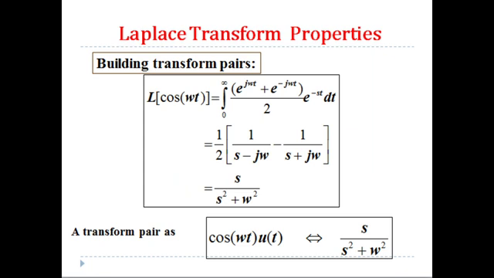Now we will see the Laplace of cos omega t, which we have earlier seen in the frequency shift example. Here we can write cos omega t as e raised to j omega t plus e raised to minus j omega t, by 2. Thus substituting this in the Laplace transform definition we can get Laplace of cos omega t as s by s square plus omega square. So the Laplace transform pair can be given as cos omega t u of t is equal to s by s square plus omega square.